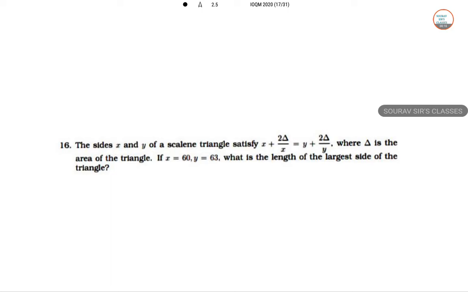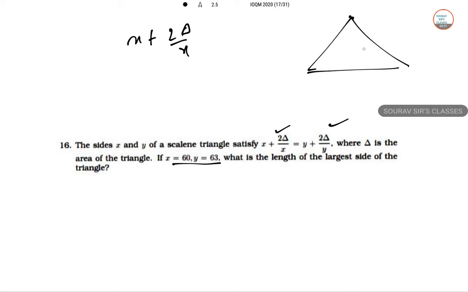So sides x and y of a scalene triangle satisfy these two equations: x plus 2 delta by x equals y plus 2 delta by y, where delta is the area of the triangle. If x equals 60 and y equals 63, find the length of the largest side of the triangle. Let me just draw it: A, B and C. So x equals 60, y equals 63.